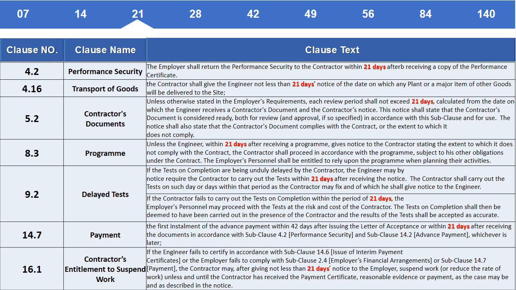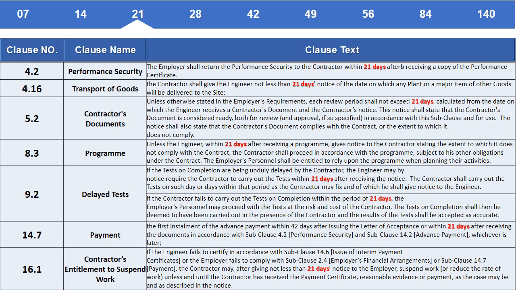Clause 4.2. Performance security. The employer shall return the performance security to the contractor within 21 days after receiving a copy of the performance certificate. Clause 4.16. Transport of goods. The contractor shall give the engineer not less than 21 days notice of the date on which any plant or a major item of other goods will be delivered to the site.